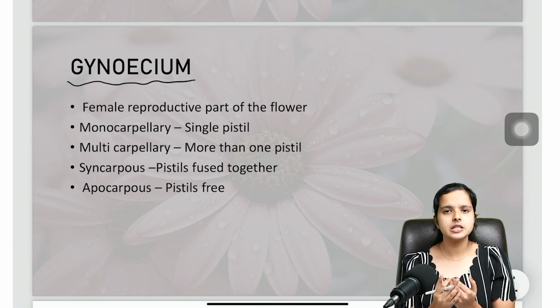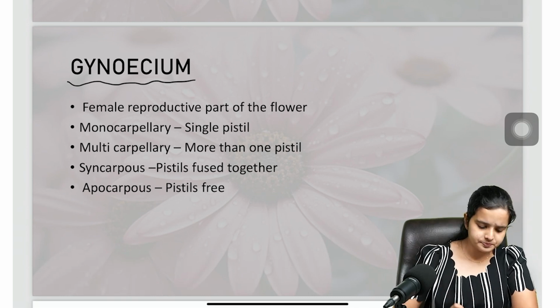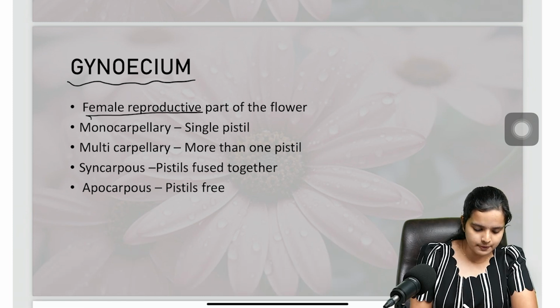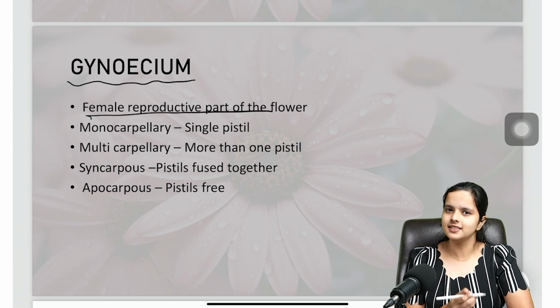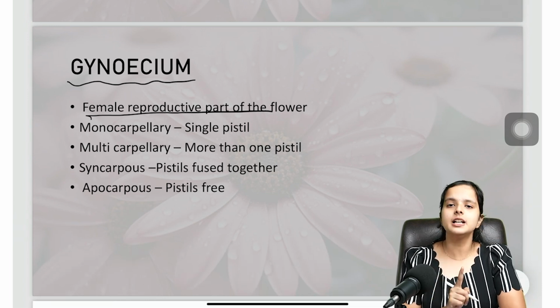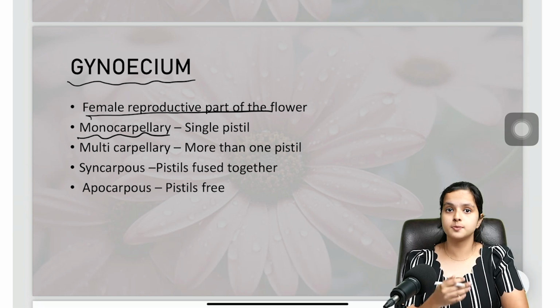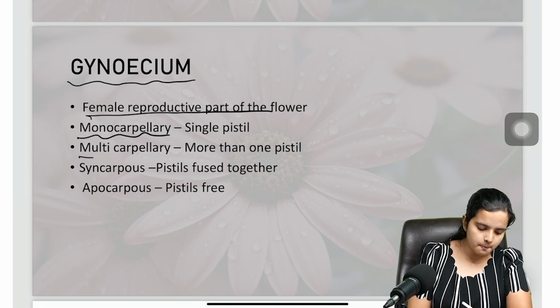Okay, so what is gynoecium? It's basically a group of pistils or carpels. So gynoecium is simply the female reproductive part of the flower. Pistil, carpel, whatever, same thing. And if a plant has only a single pistil, you call it monocarpellary. And if a plant has more than one pistil, you call it multicarpellary.